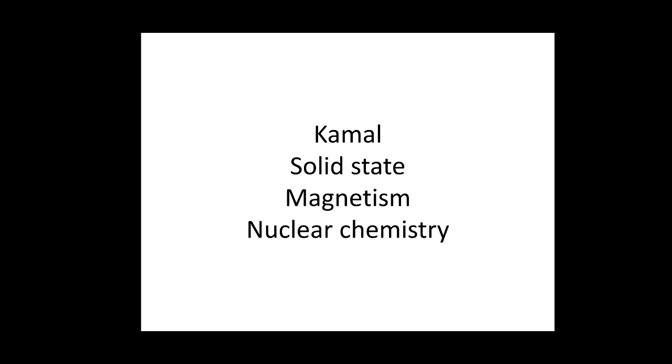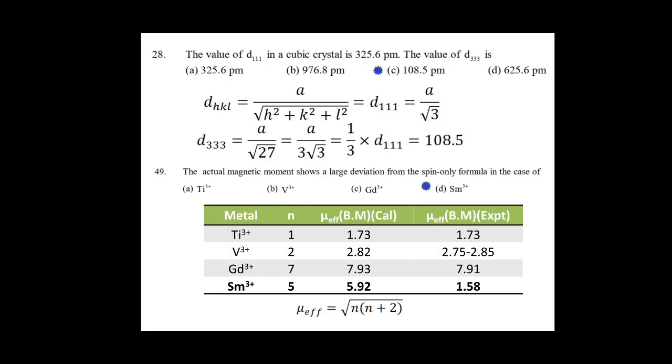So in this video, I will solve four problems related to solid state, magnetism and nuclear chemistry. Okay, let's start one by one. So this is question number 28. The value of D111 in a cubic crystal is 325.6 picometer. What is the value of D333? They have given four options.